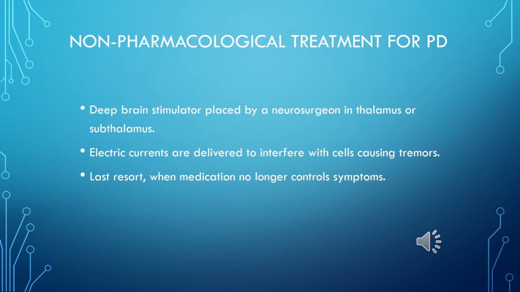A non-pharmacological treatment that's available for patients with Parkinson's is a deep brain stimulator. It's placed by a neurosurgeon in either the thalamus or subthalamus in the brain, and it uses electric currents to deliver a shock to the cells that are causing tremors to get them to stop and to alleviate the tremor. It's a last resort when medications aren't really working to help with the tremors anymore.